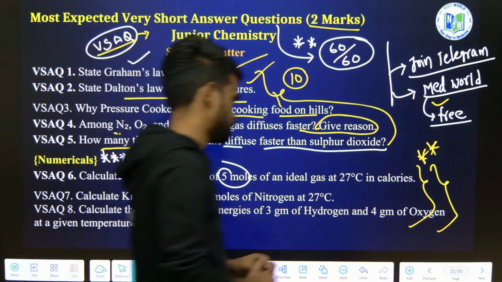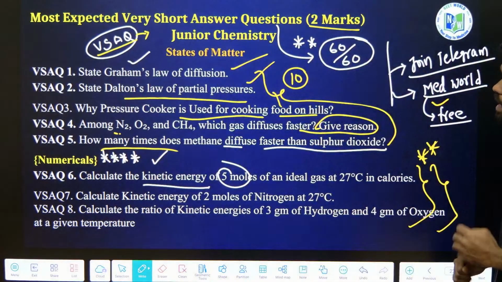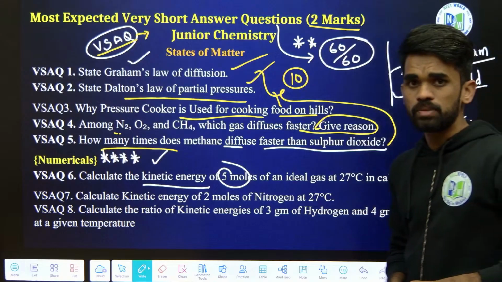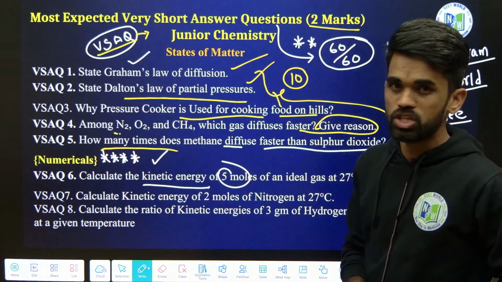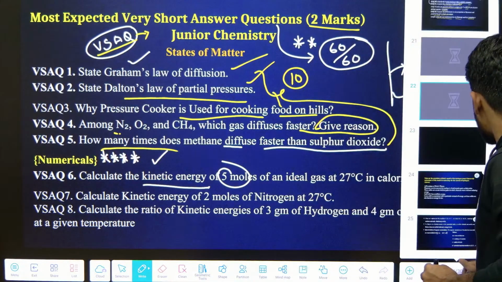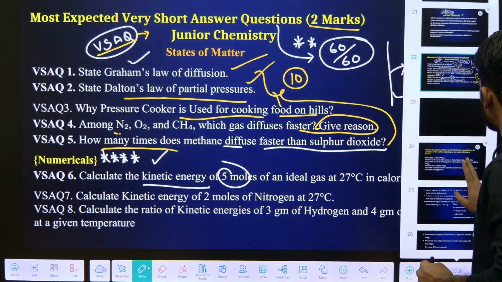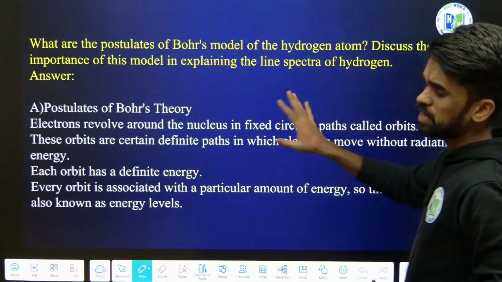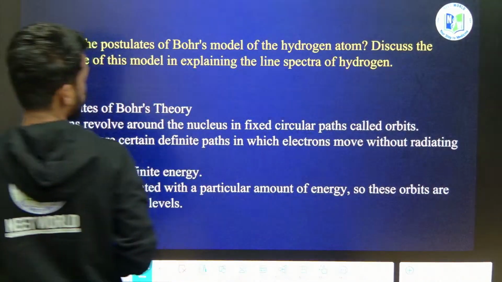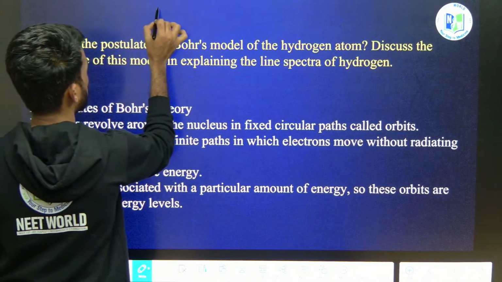Next, I am going to show you one sample question that I am going to discuss in the upcoming session. So, sample question means, look at this. First question here I have brought. What is the first chapter we know? That is atomic structure.